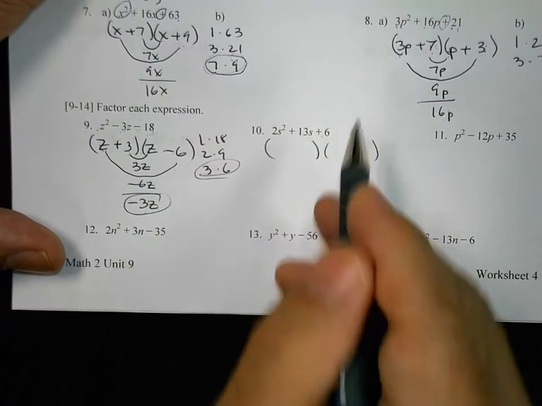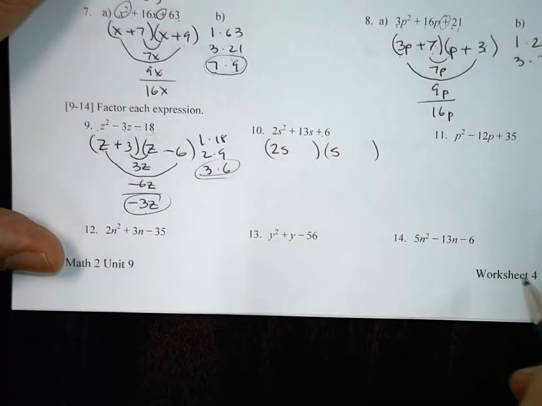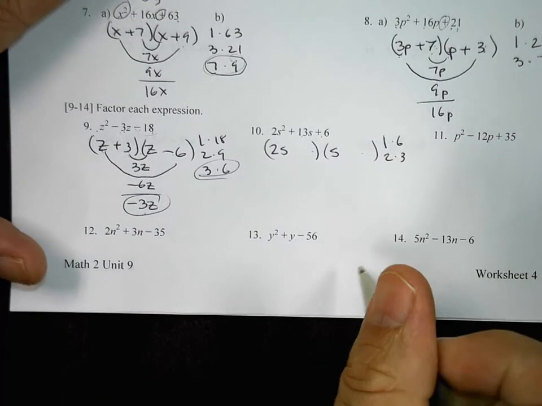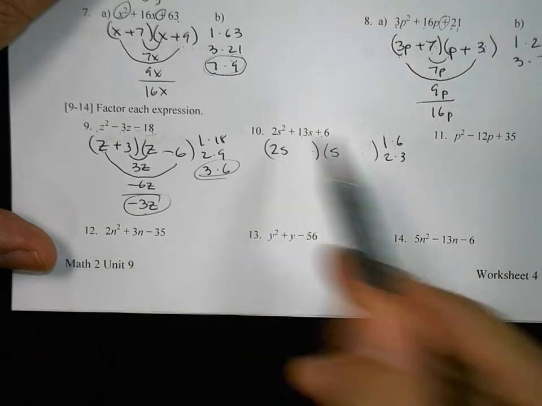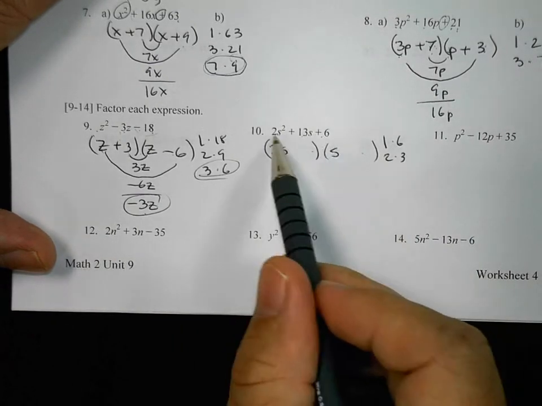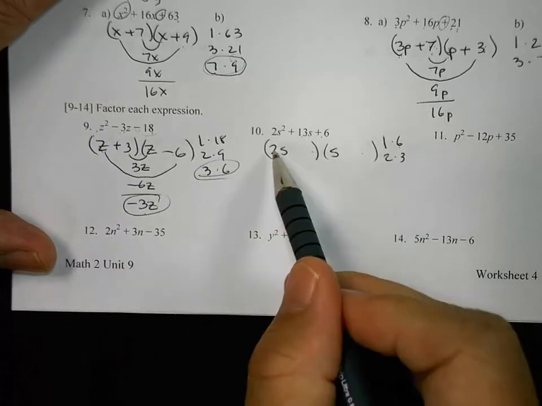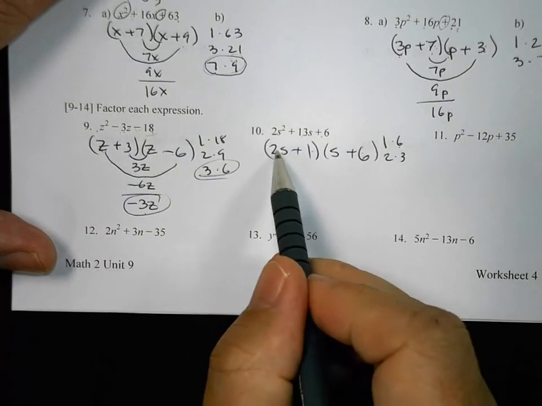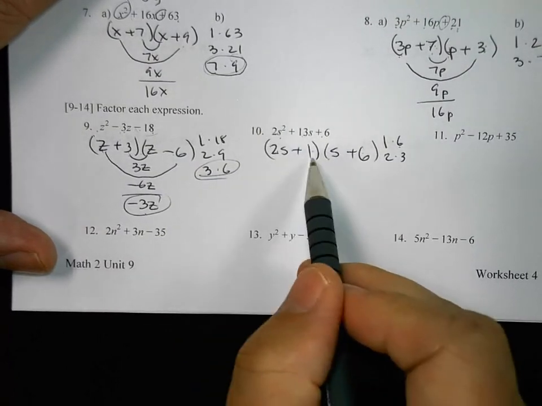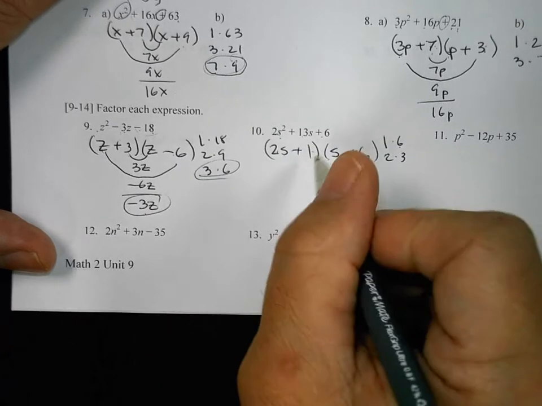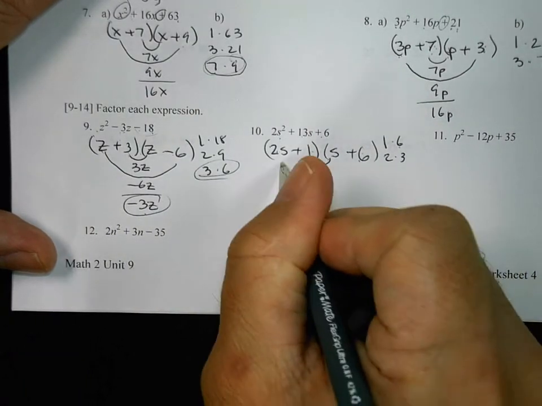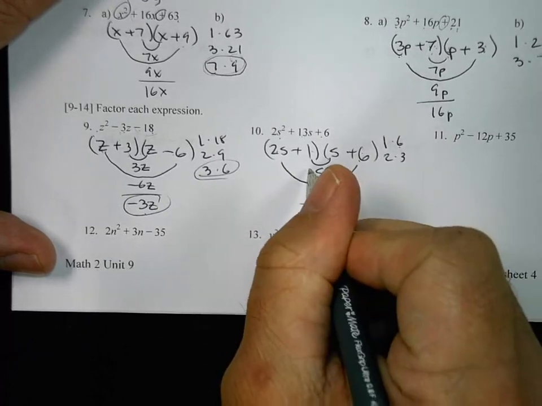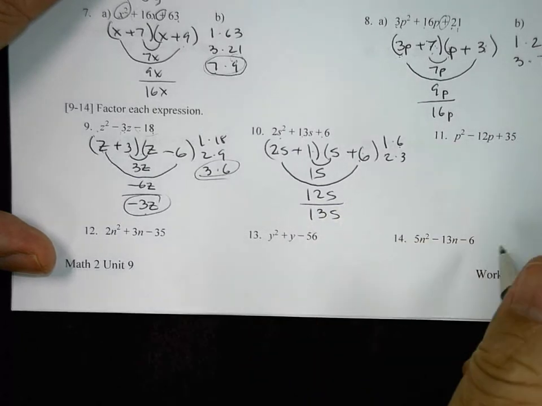No GCF, so it's 2s and s. 1 times 6 and 2 times 3. Okay, so we need 13. So I'm thinking I got small numbers here, so I'm going to have to get up pretty big. So if I go 2 times 6 and 1, 2s times s is 2s squared. That's the front. 1 times 6 is 6. That's the back. It's the O and the I that add up to the middle term. 2s times 6 is 12s, and 1s plus 12s is 13s.